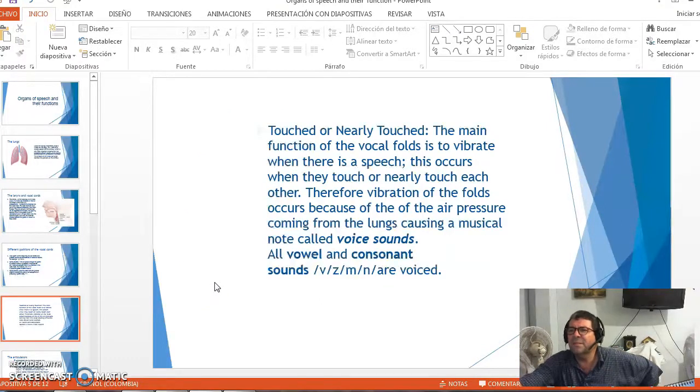Then we have the touch and nearly touch. The main function of the vocal folds is to vibrate when there is speech. This occurs when they touch or nearly touch each other. Therefore, vibration of the folds occurs because of the air pressure coming from the lungs, causing a musical note called voice sounds. All vowels and consonant sounds, such as v, z, m, n, are voiced.